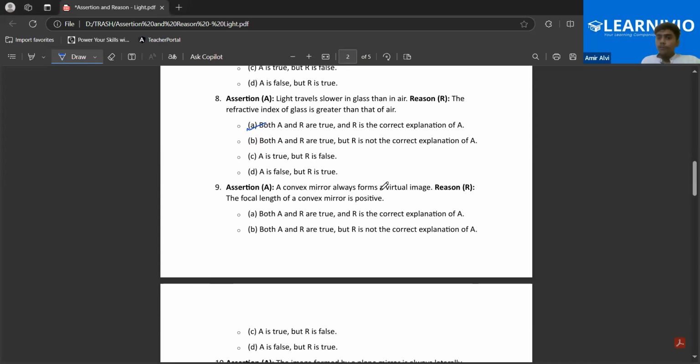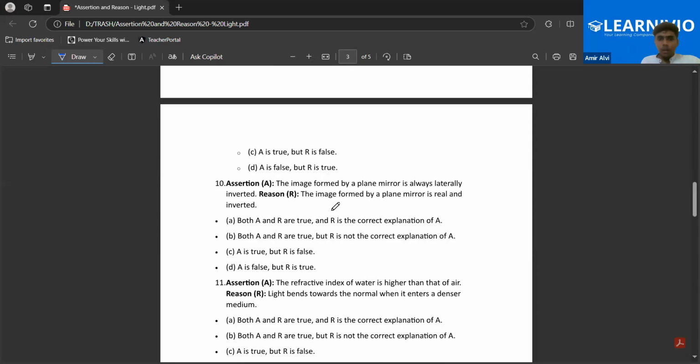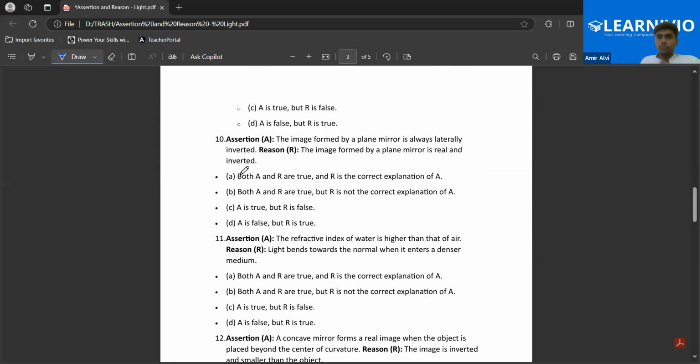A convex mirror always forms a virtual image. The focal length of a mirror is positive. No, positive, but it's not the correct explanation. B will be the answer, because focal length and image have no relation here. So that's why it's not the correct explanation. Now tell me the next one. Question 10.